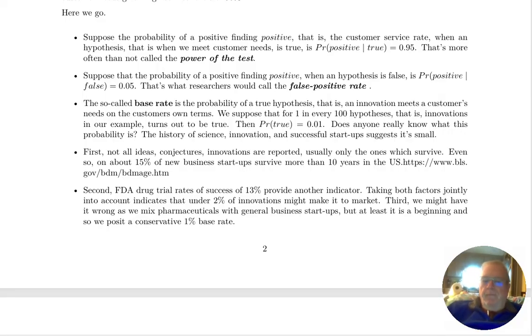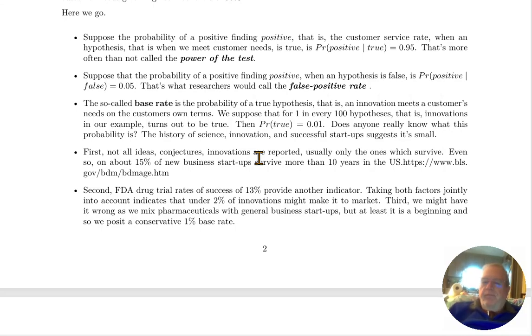All ideas, theories, and conjectures are not reported. We only see a few of them actually, and there's very few of them that actually survive. For example, 15% of all new businesses survive more than 10 years. It's a survival rate. Okay, it's pretty small, and there's some data to back this up if the site is still open. Another example, FDA drug trials have a success of 13%. It's a low number.